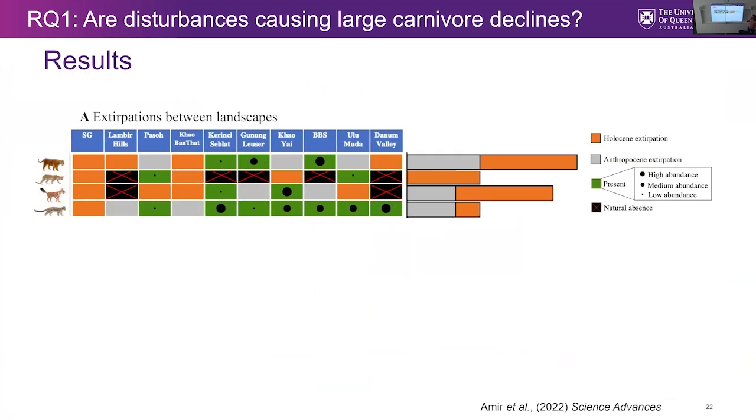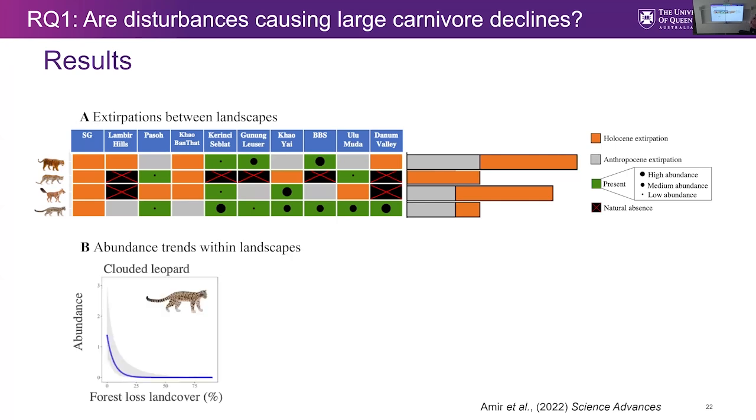And now to highlight some of the results, we've got the 10 landscapes listed from the most degraded on the left and the most intact on the right. Orange cells mean the species went extinct between 50 to 12,000 years ago, while gray cells mean the species went extinct within the last 50 years. And green means the species is still present. The bars totaling on the right side indicate the total number of extinctions, and we can see every single large carnivore suffered extinctions from at least one of these landscapes.